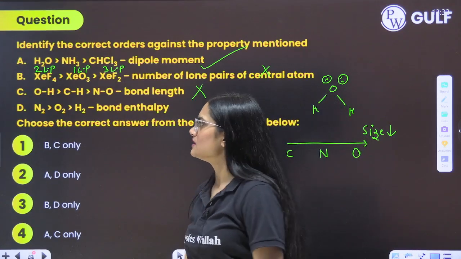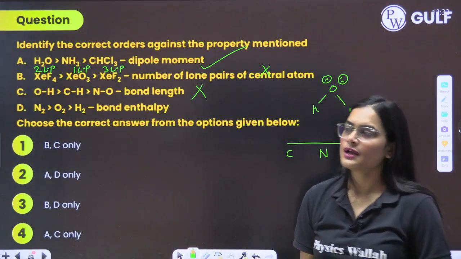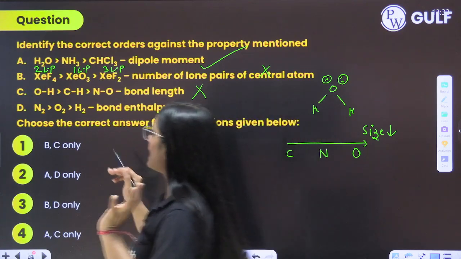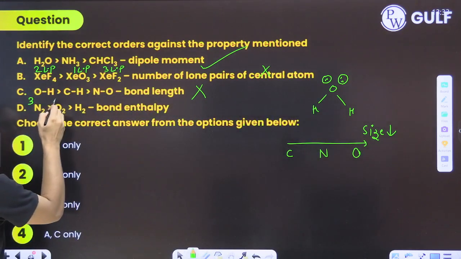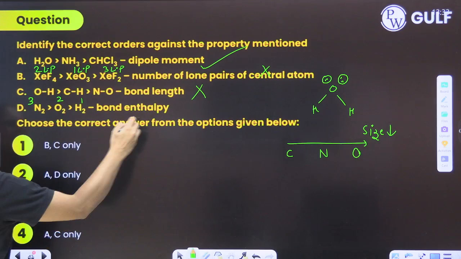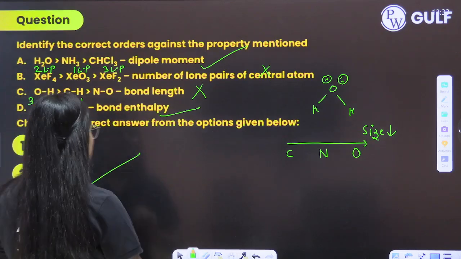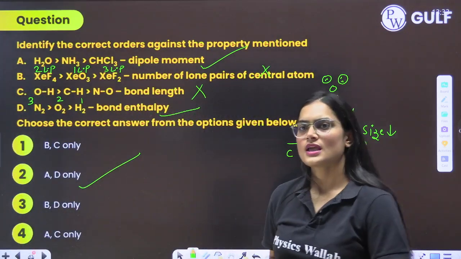Bond enthalpy. Bond enthalpy depends on bond order. The more the bond order, the more would be the bond enthalpy. Bond order of N2 is 3, oxygen is 2, and hydrogen is 1. So this is correct. So yes, here option A and D are the answer. Option A and D, second. Next one, guys.